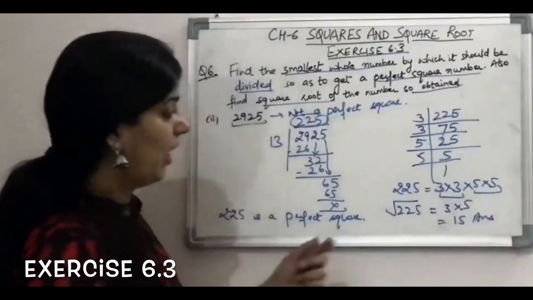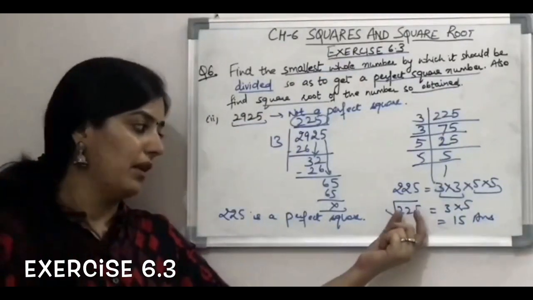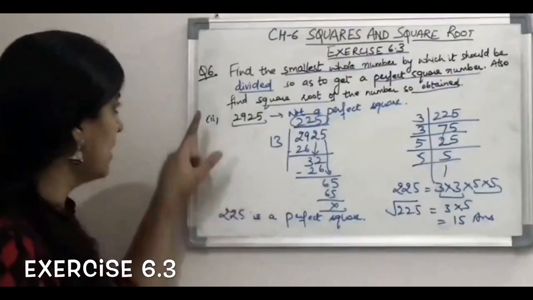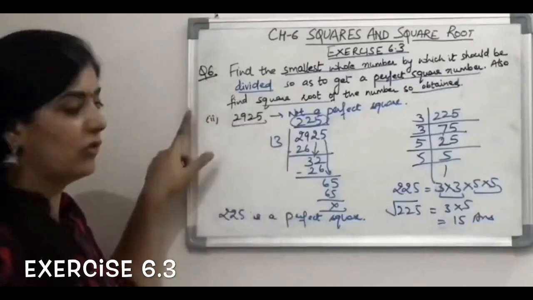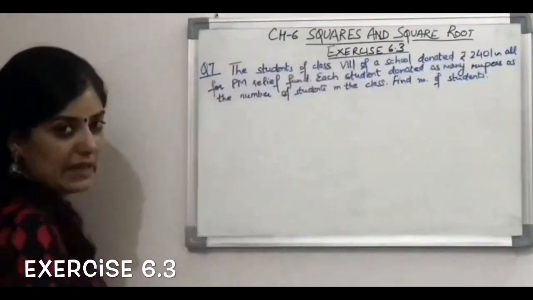और अगर आपको याद हो, if you have learned it till 20, तो हम directly भी लिख सकते हैं कि 225 का square root will be 15. This is how you will do the remaining parts of question number 6 also. Now we will move to question number 7 of exercise 6.3.